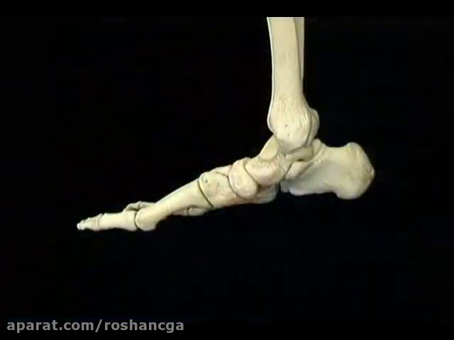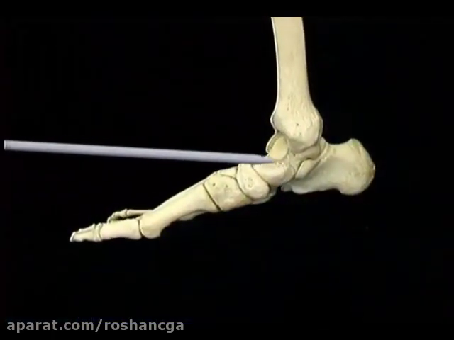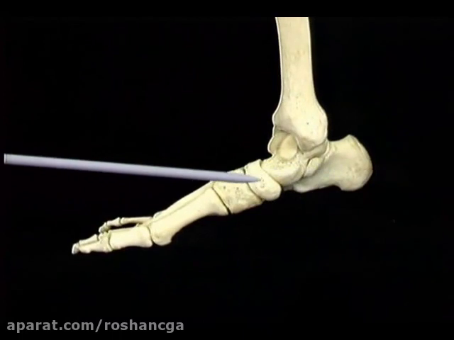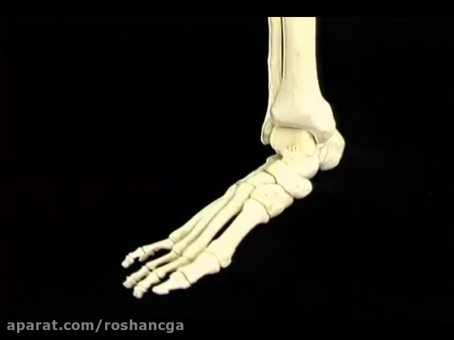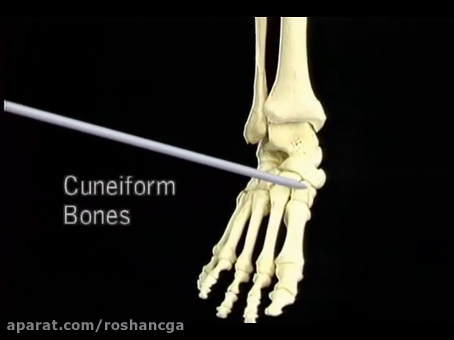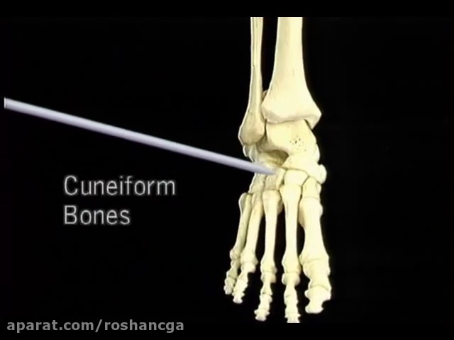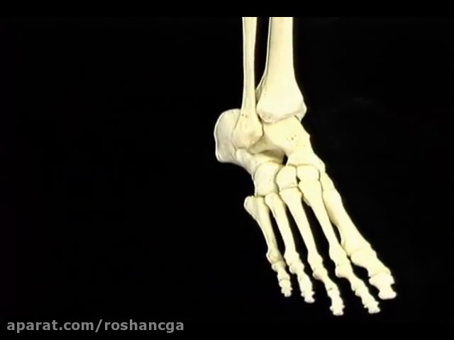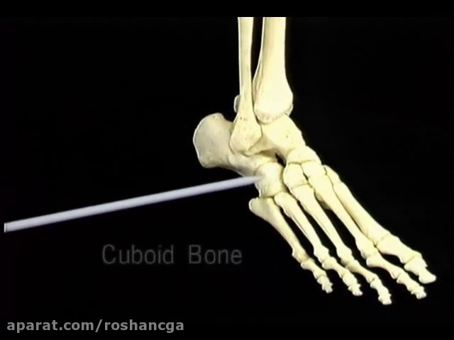To understand these joints, we need to get acquainted with the remaining tarsal bones. We already know the talus, the calcaneus, and the navicular. In front of the navicular are the three cuneiform bones, first, second, and third. Lastly, the bone in front of the calcaneus is the cuboid bone.